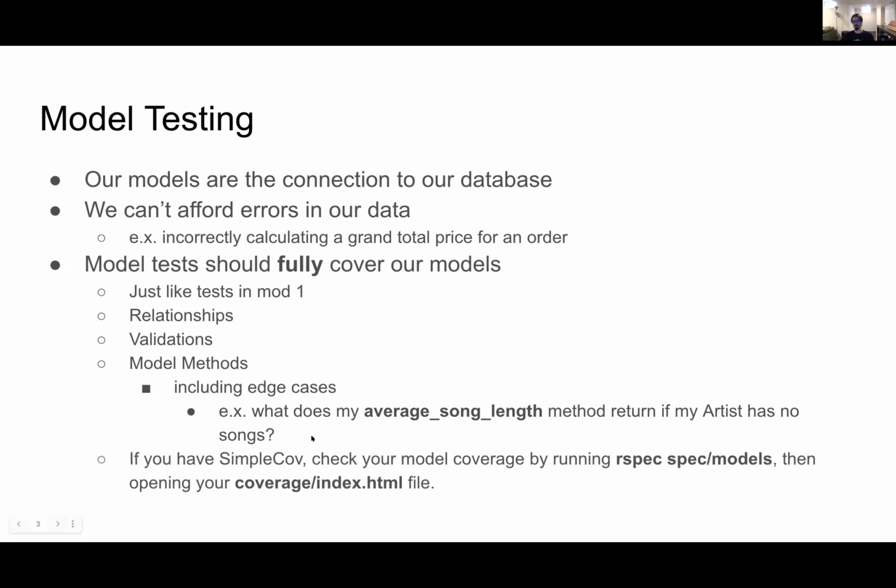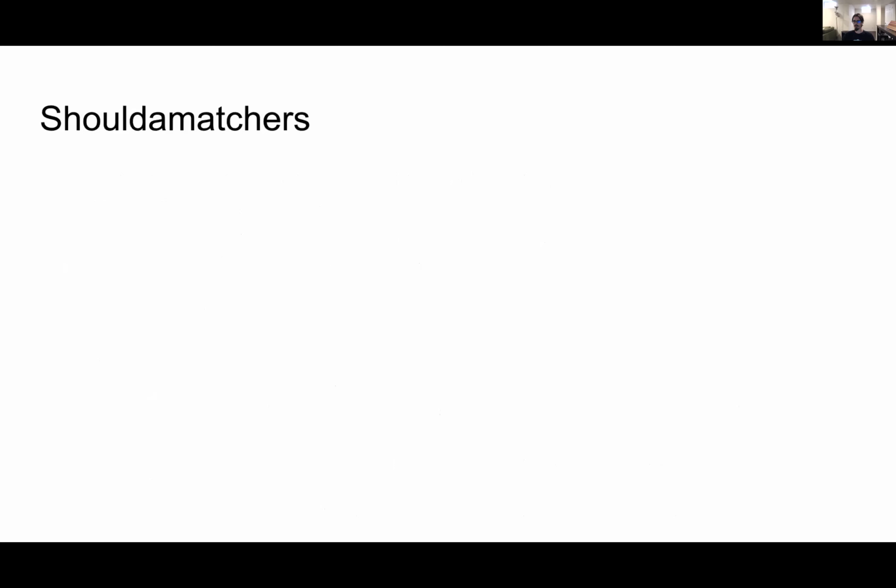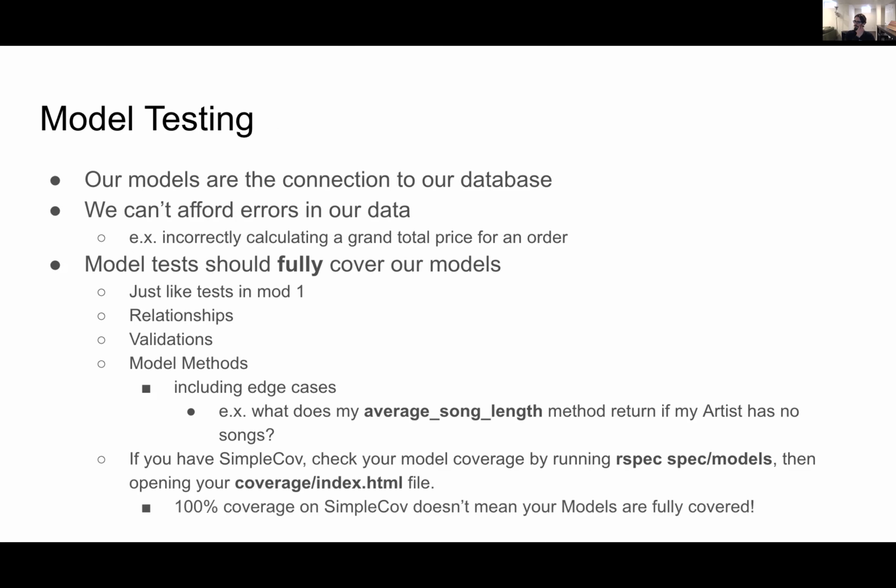And then we're also going to add SimpleCov, and we're going to check our model coverage by running rspec spec models, and we're going to open up that coverage index file, and I'll show you all how to do that. So anyway, oh yeah, one last bullet point here. So SimpleCov, did you all use SimpleCov in Mod 1? Yep. So SimpleCov is just that. It is simple. SimpleCov is a good tool for tracking your test coverage, but it doesn't necessarily mean that your models are fully covered. And I think I'm going to hold off on shoulda matchers for today. So yeah, that's a very brief intro into model testing.